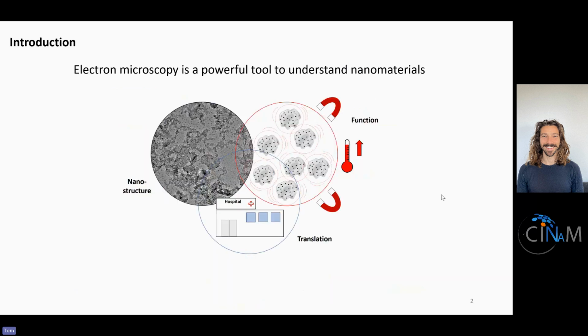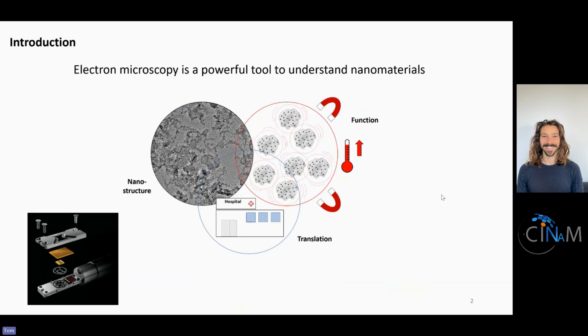More and more nanoparticles are currently used in medicine, and electron microscopy is a powerful tool to understand nanomaterials, especially to characterize morphology, structure, and crystallinity. Electron microscopy is now necessary to really understand and characterize these materials that are used in patients in hospitals, and this is becoming mandatory to really understand how they behave.